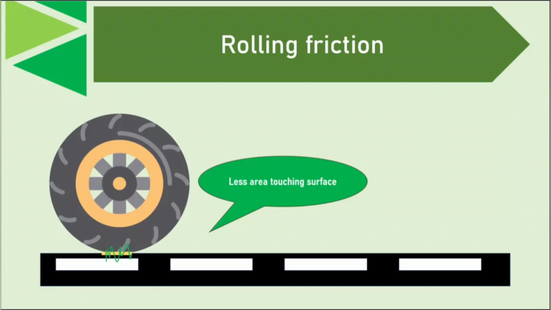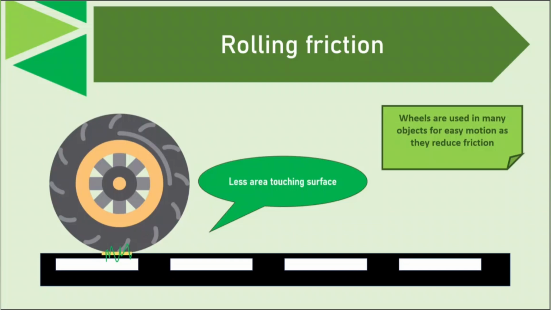And because of this, as the friction is less, the motion becomes easier. Therefore, wheels are used in many objects for easy motion as they reduce friction. This reduced friction is called rolling friction. Basically, the type of reduced friction that comes from circular objects that roll.